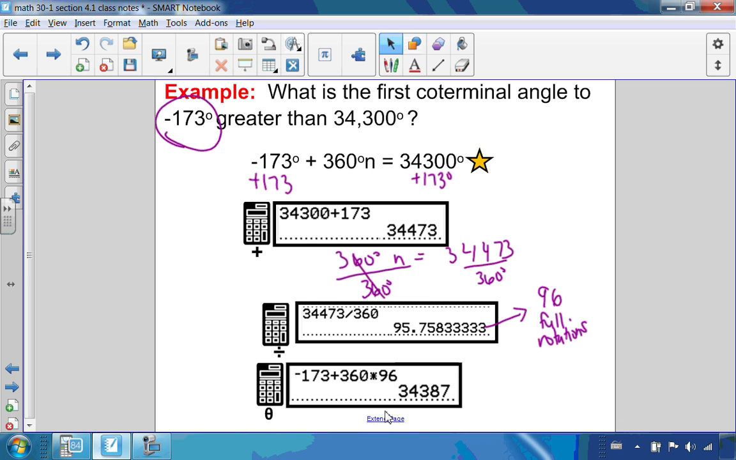So you see what I did? Negative 173 plus 360 degrees times 96 rotations. So the first angle greater than that is 34,387.